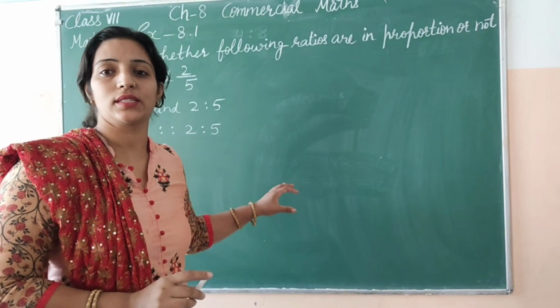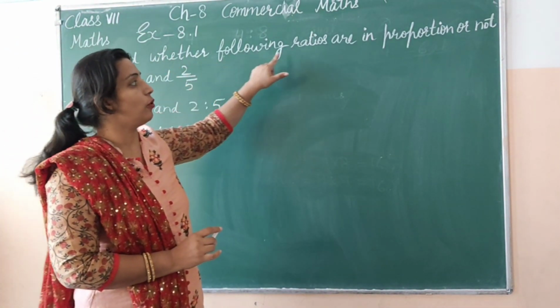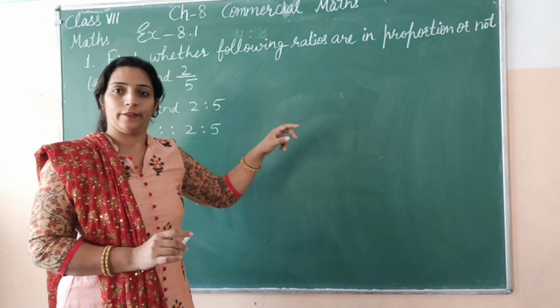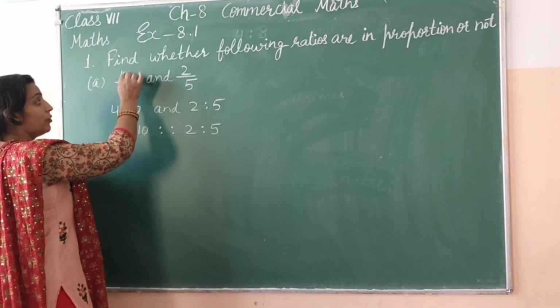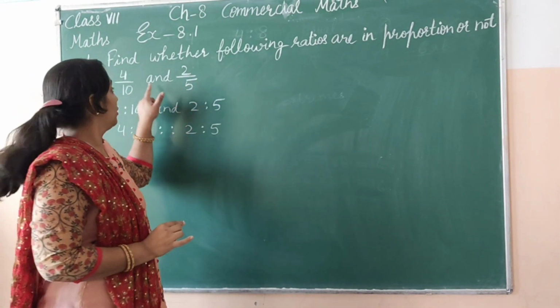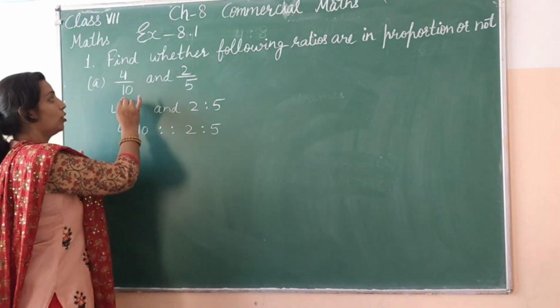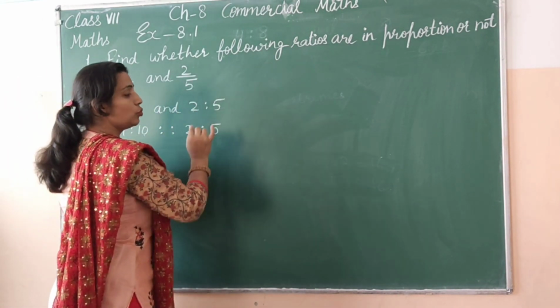Dear students, exercise 8.1 question 1. Find whether the following ratios are in proportion or not. We have just done that. How to find out? We have 4 by 10 and 2 by 5. In fraction form it is given. Firstly we will write it as a ratio. 4 by 10 will become 4:10. 2 by 5 will become 2:5.